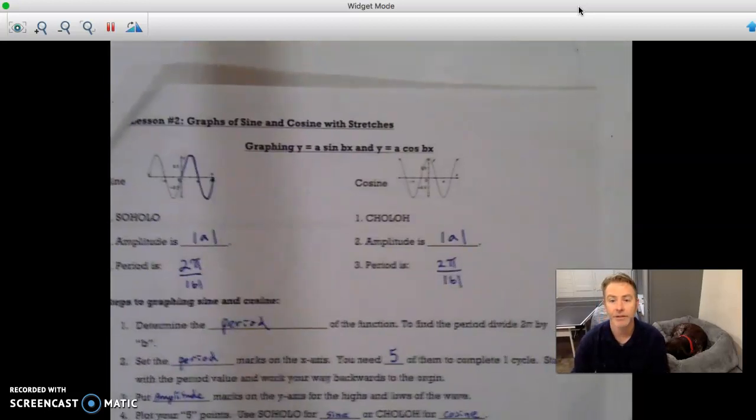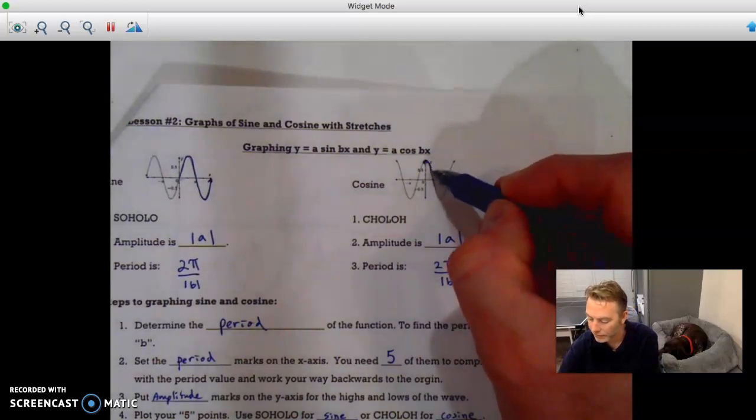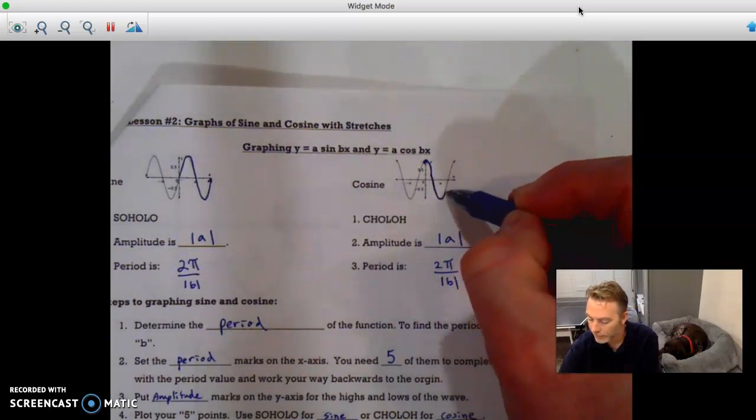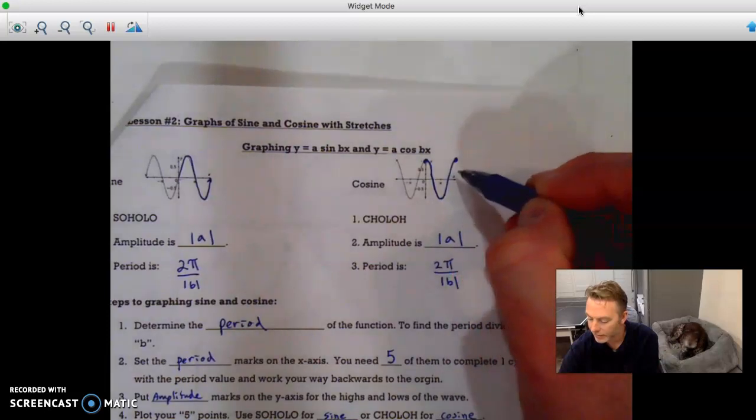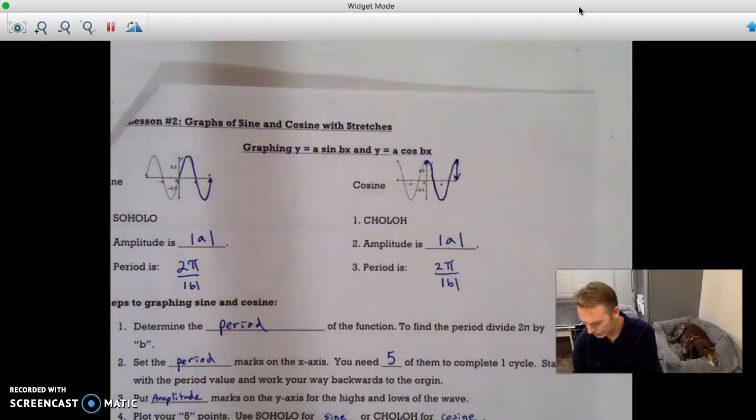Now the cosine graph is similar, but it starts up here at a high point and goes through the midline to a low point and then ends at its high point. And again, when we talk about period, it's the length or time on the x-axis this thing takes to complete one cycle.